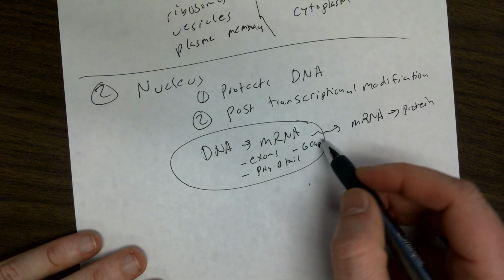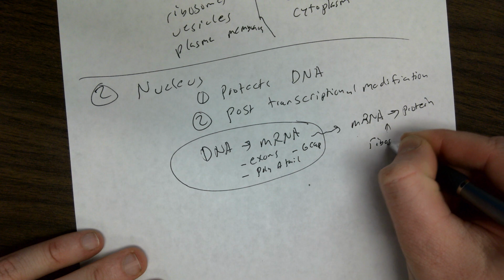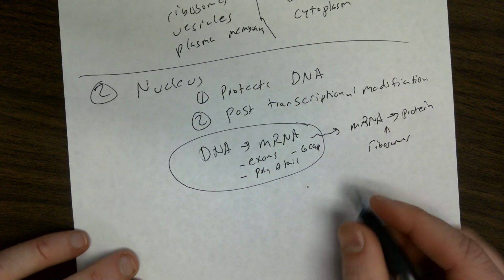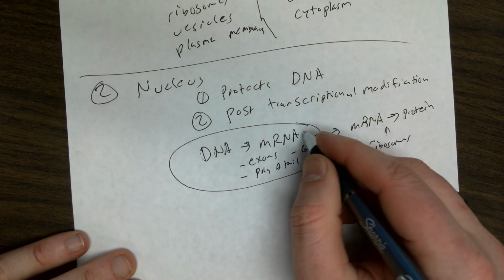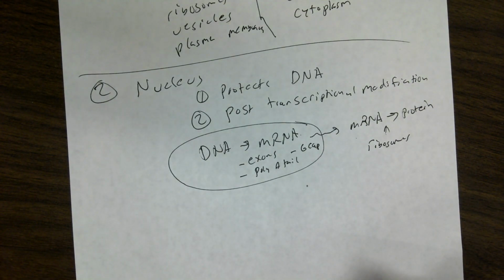In prokaryotes, it's not possible because there's no barrier to stop this. So this is done by ribosomes. And those ribosomes can just get all the way right here. And so you don't have this time where you can do post-transcriptional modifications.